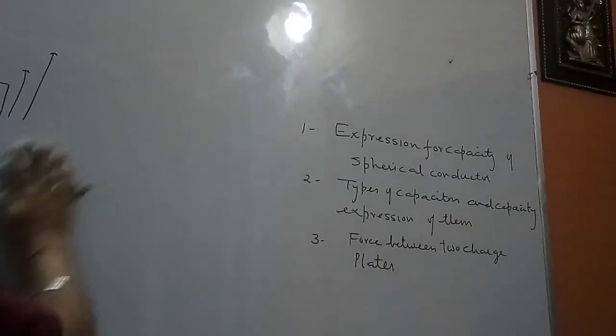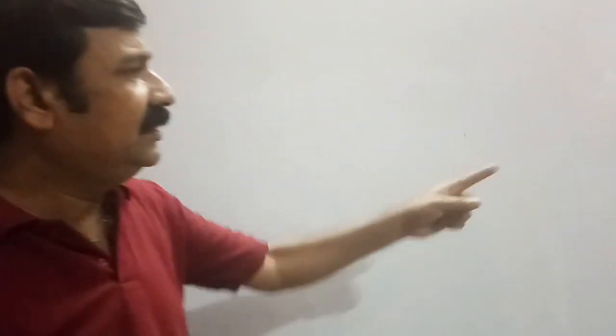As we know, a capacitor is a device which is used to store charge or electrical energy. In a capacitor, as we discussed, we take two conductors. So depending upon the type of two conductors taken, there exist mainly three types of capacitors.